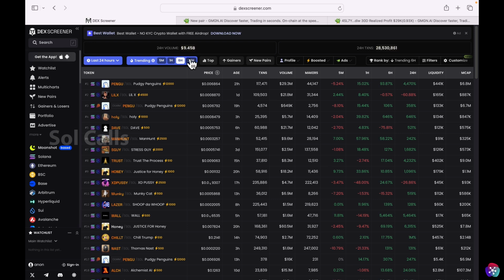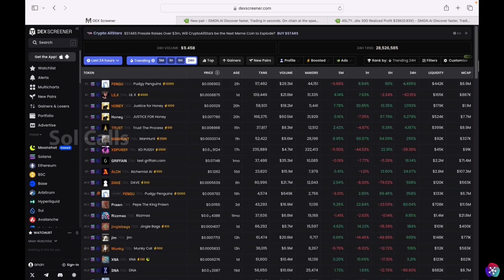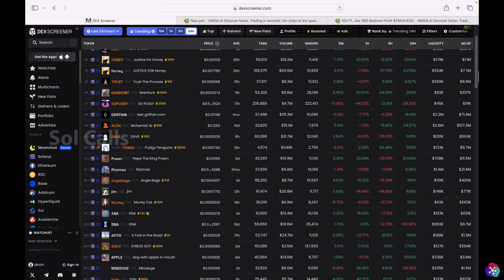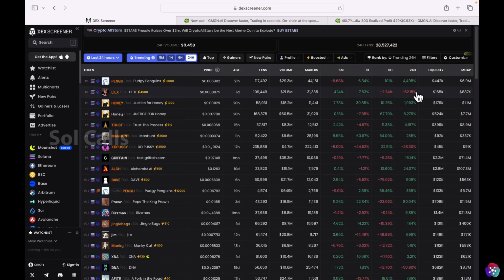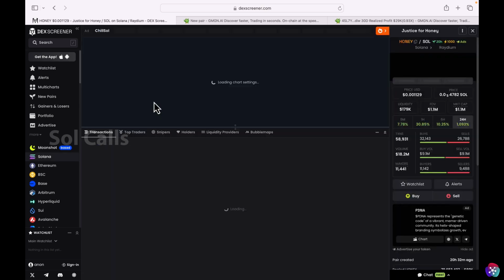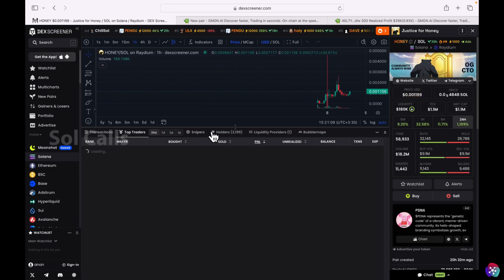To find these wallets, I prefer to use Dexscreener and the GMGN website. I'm on 24 hours trending. Let's find some successful tokens. For example, in here, this one, 71 million, 60% over the past 24 hours. This one, 1000. Let's click on this. Click on top traders.